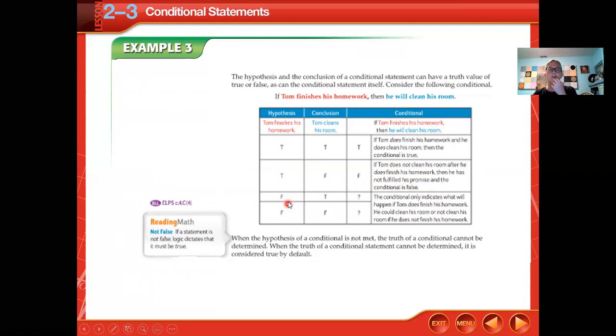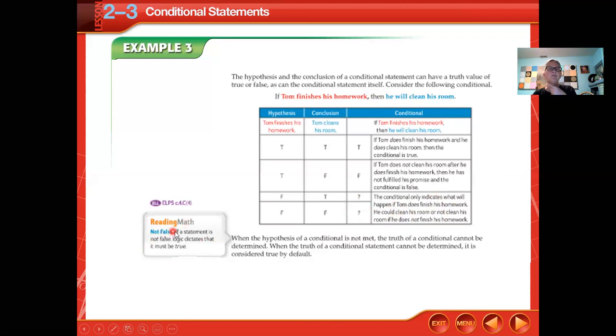What about these two? What if Tom doesn't finish his homework? If the hypothesis is false, what do you do? The conditional only indicates what will happen if Tom does finish his homework. Remember, the first conditional was: if Tom finishes his homework, then he will clean his room. So the conditional only indicates what will happen if he does finish his homework. He could clean his room or not clean his room if he does not finish his homework. So what is the truth value of the conditional?